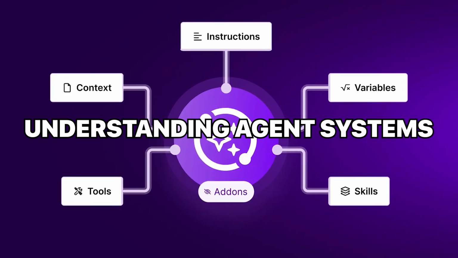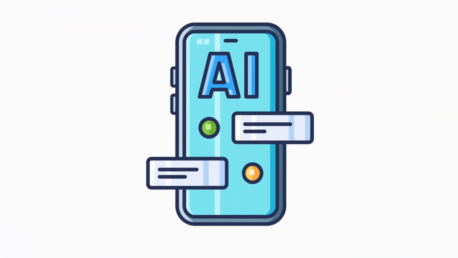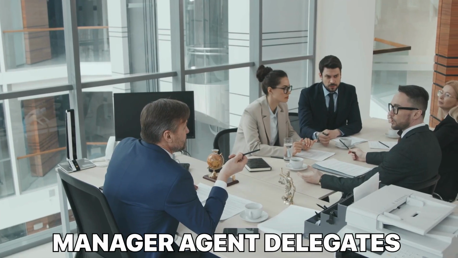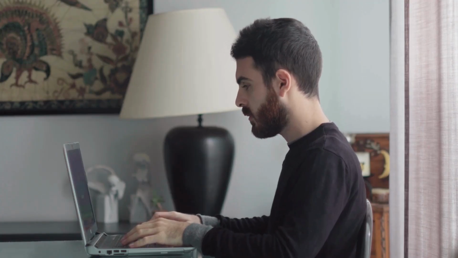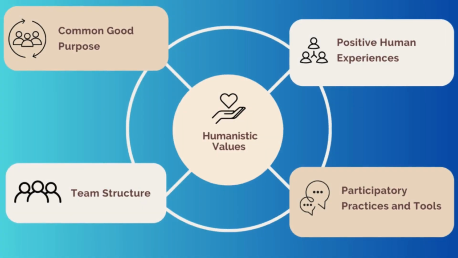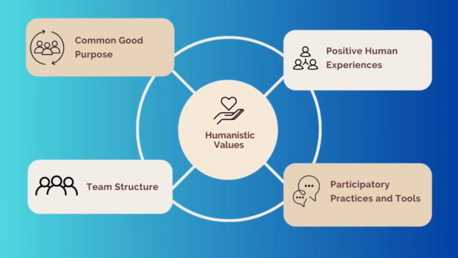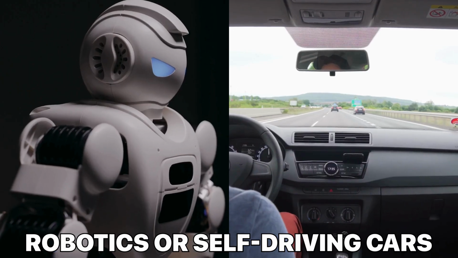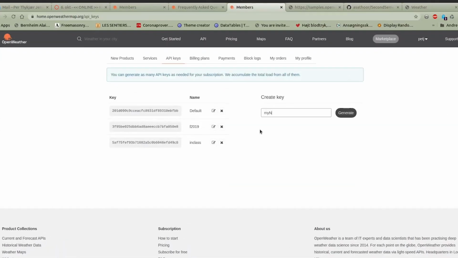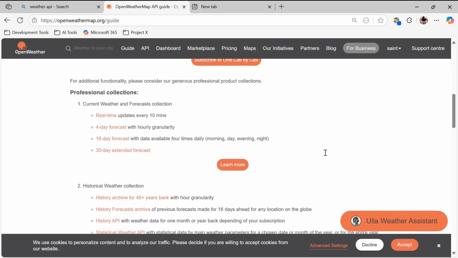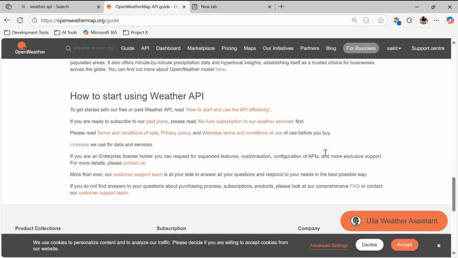Understanding agent systems. It's ideal for beginners to start simple with a single agent setup. As you advance, you can build multi-agent systems, where a manager agent delegates tasks to specialists, like one for research, another for sales, and one for customer support. This mirrors human organizations. However, complexity isn't always better. In fields like robotics or self-driving cars, agents can get intricate. But a key rule is to build the simplest thing that works. If one agent handles the job, stick to that.